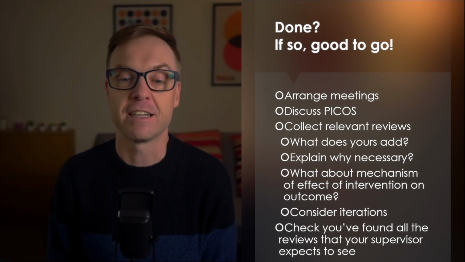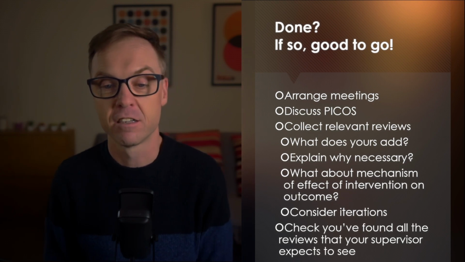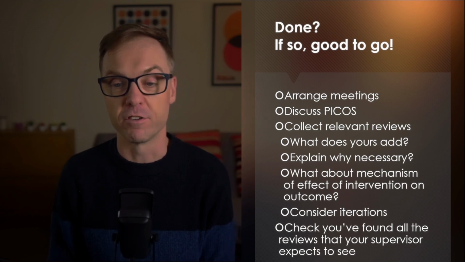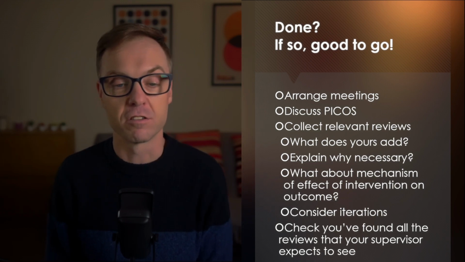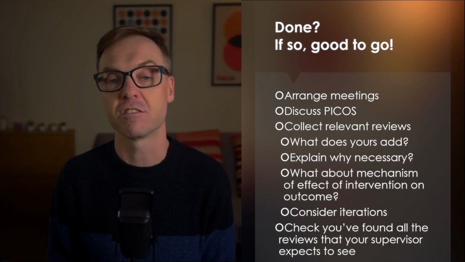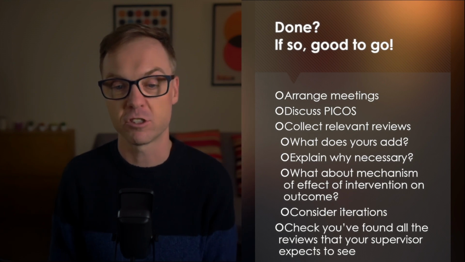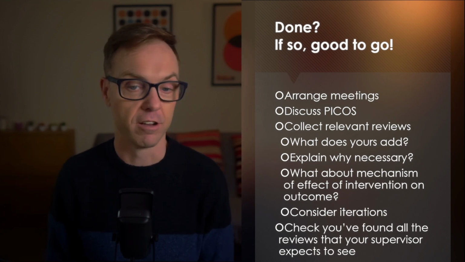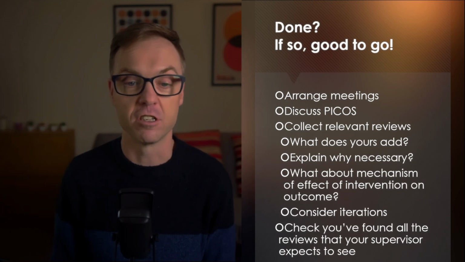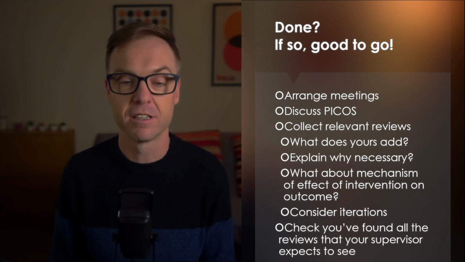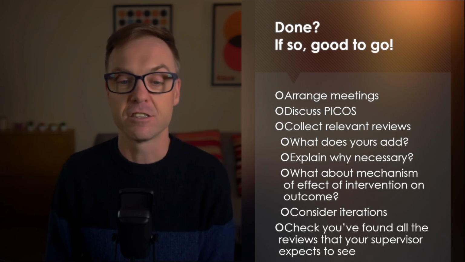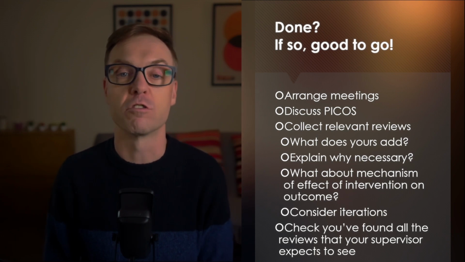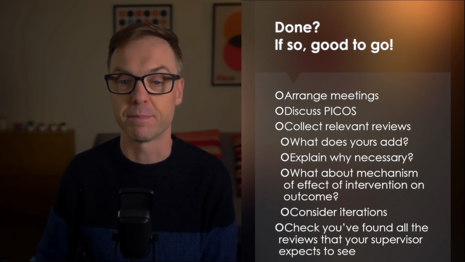You'd have considered the mechanism, the effect of any interventions that you're reviewing on outcome. You'd have considered iterations that you could undertake of your search question and decided on a final configuration of your review question and PICOs. And you'd have checked that you'd found all the reviews that your supervisor expected to see.